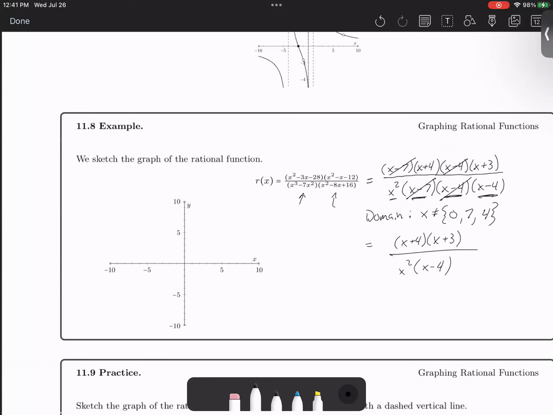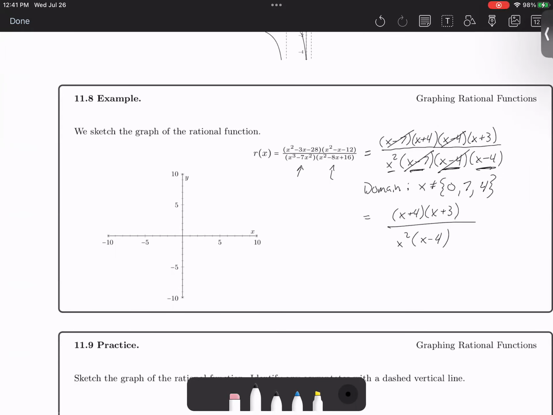So I do have non-removable discontinuities at 0 and at 4. So I'm going to put that on my graph as vertical asymptotes. I am not allowed to cross these vertical lines. All right, my function does not exist there.